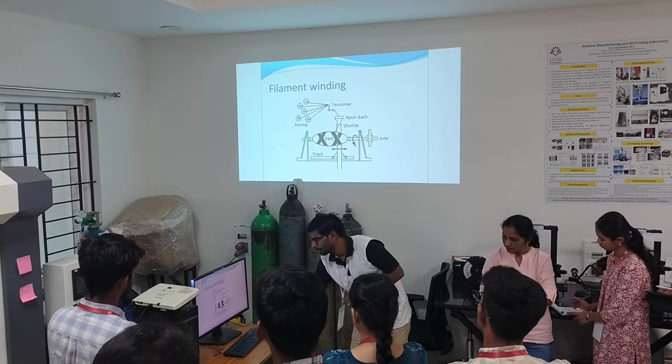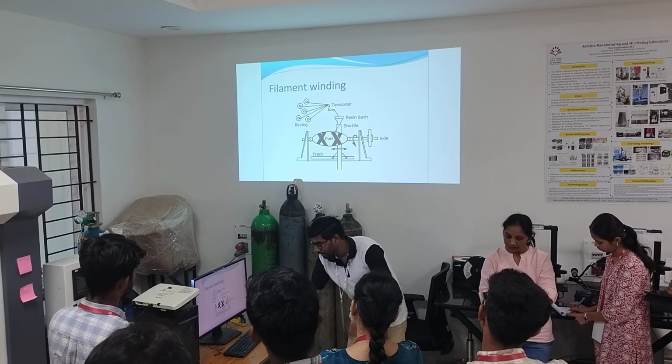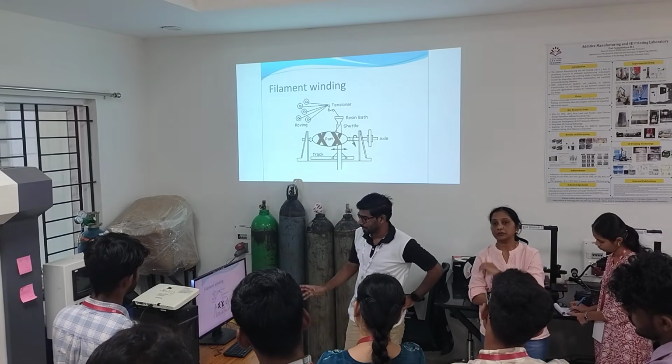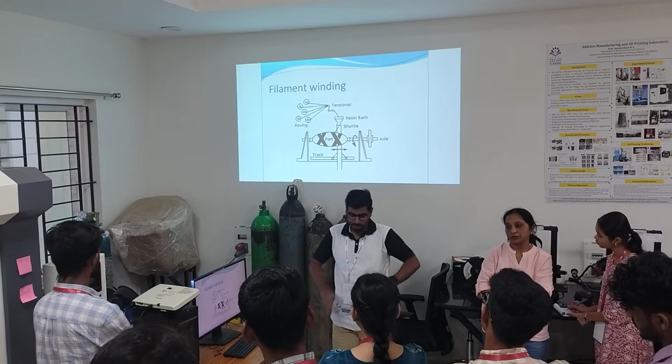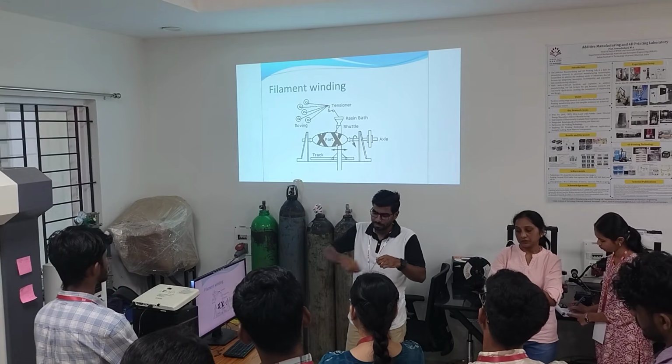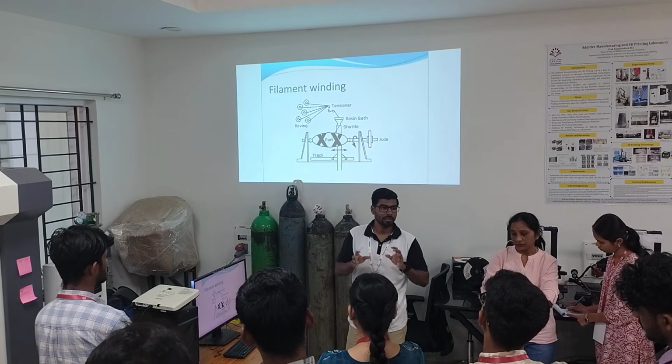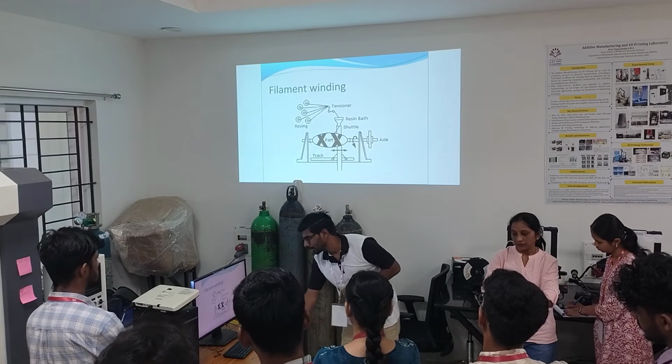Then filament winding. Nowadays hydrogen cylinders are being highly manufactured using this filament winding. It will keep on rolling, and the filaments will be wound on the surface of it. Since this is rolling, it is only possible to make cylindrical components, or components close to cylindrical.